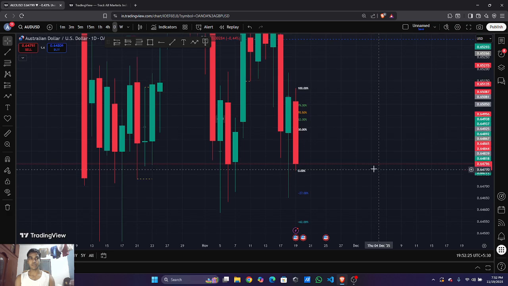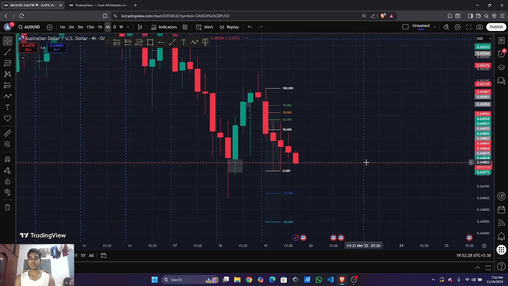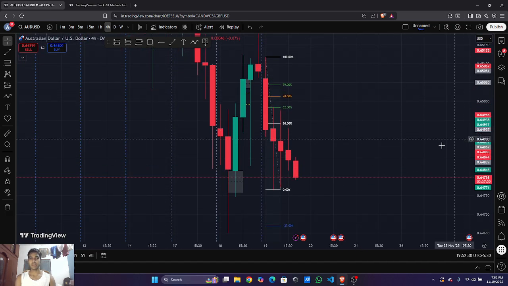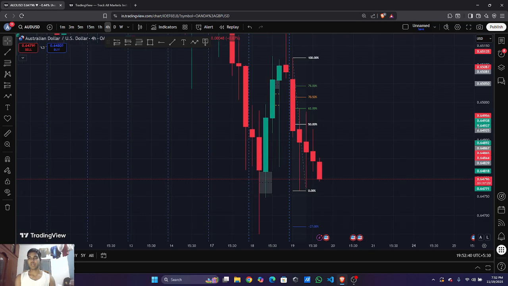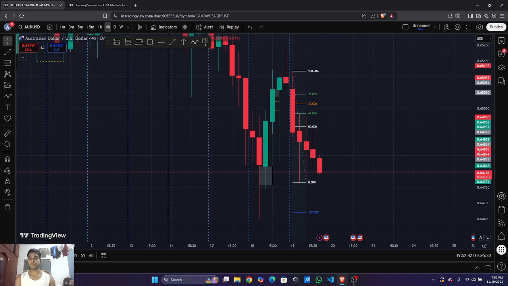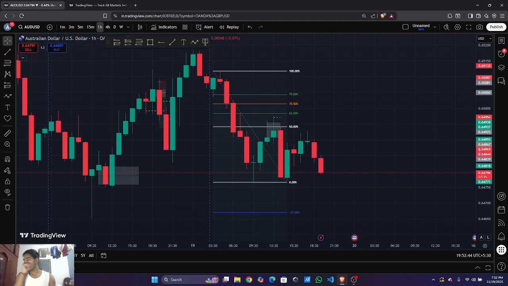Euro is bearish. AUD is bearish. 4 hour, I don't like this. There has not been a single green candle. One, two, three, four, five red candles. This is a strong candle. It can continue, but I don't like the price action. It's in 4 hours. There will be pullbacks.